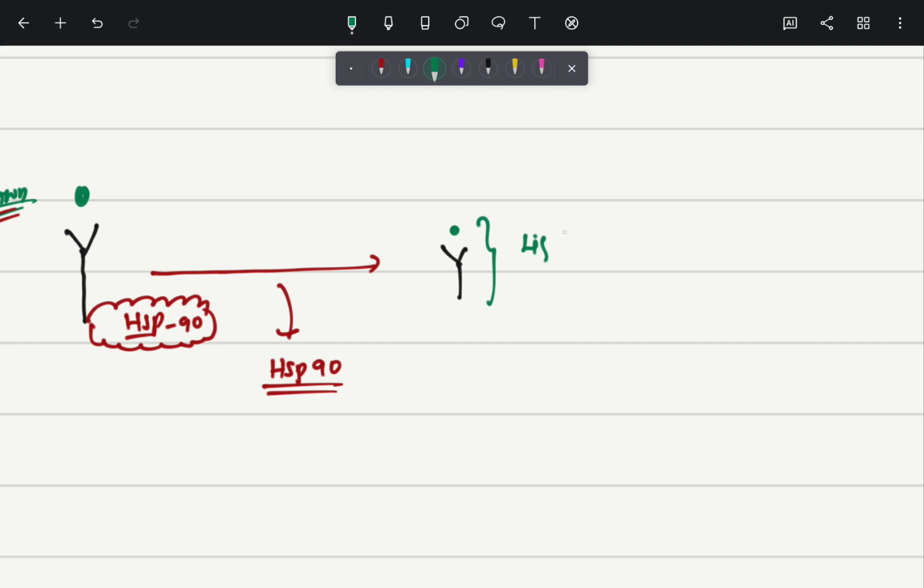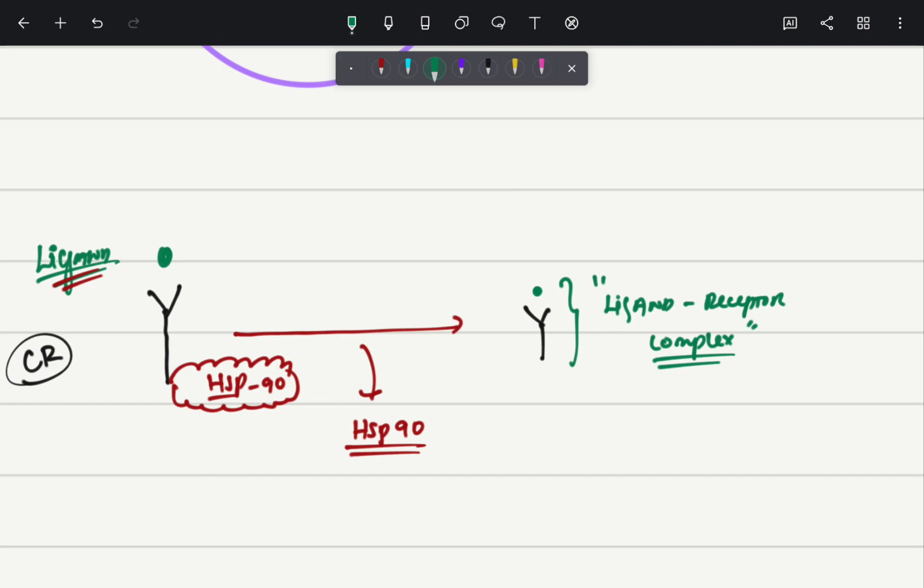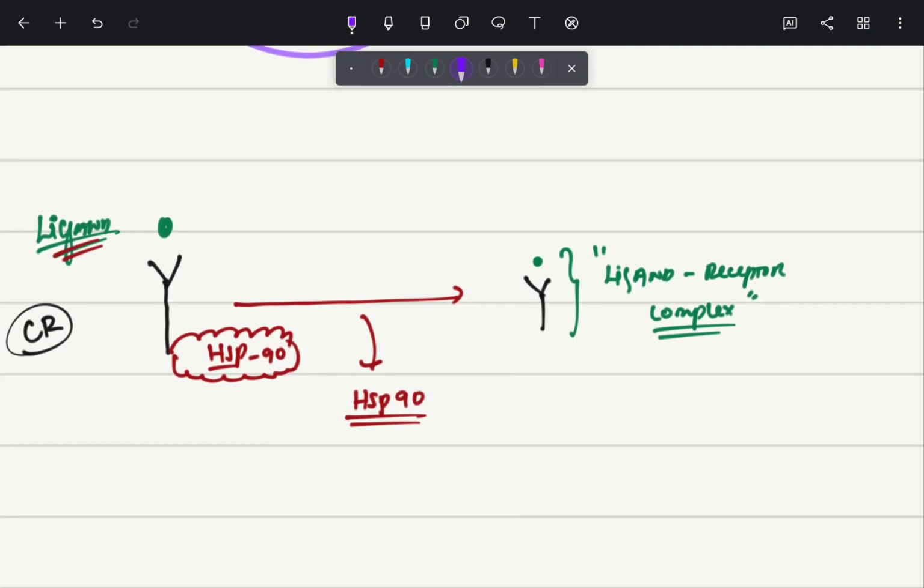Heat shock protein 19 will come off from the cytoplasmic receptor, and the cytoplasmic receptor and the ligand, the entire complex, is called your ligand receptor complex. Okay, so once again, whenever the ligand comes and binds with the receptor, the heat shock protein is going to come out, and eventually it will form a complex known as your ligand receptor complex. Now what is this step called? This step is called your activation reaction, since the receptor is getting activated by removing the heat shock protein. That's why it's called your activation reaction.